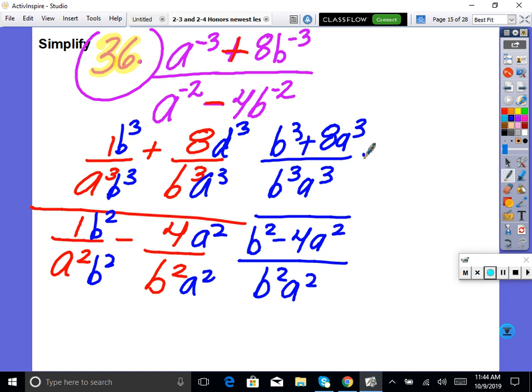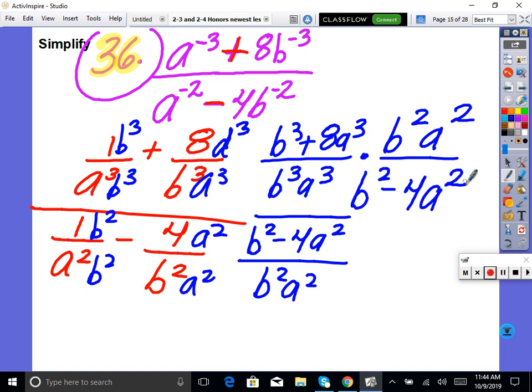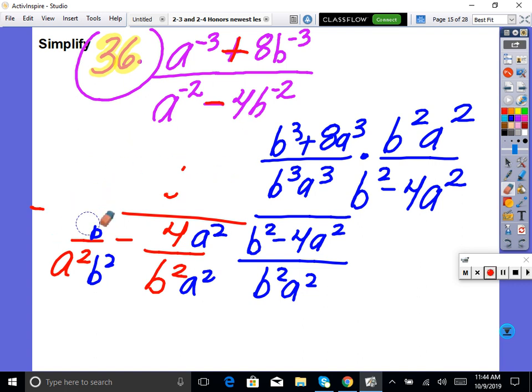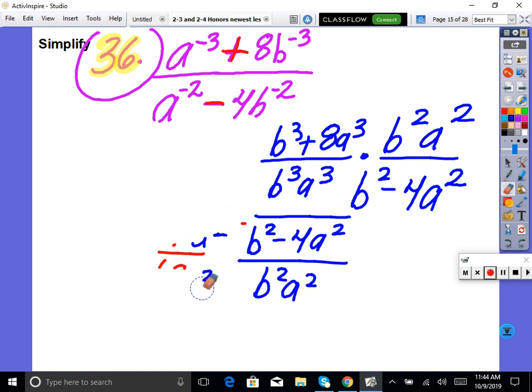Now I'm going to flip and multiply, so on top I'm going to have a b squared and an a squared. Then on bottom I'm going to have b squared minus 4a squared. So major factoring is going to happen at this point. How do you factor this portion? Okay, actually I don't want to have to scroll where I can't see it, so I'm going to rewrite it over here. It's two perfect cubes, everyone.